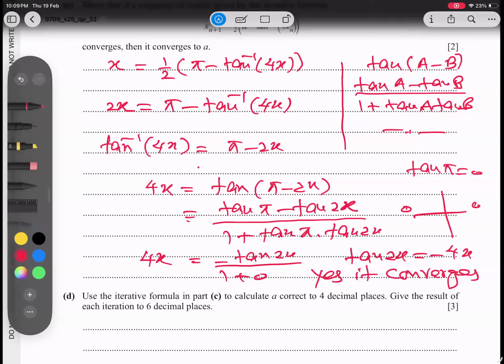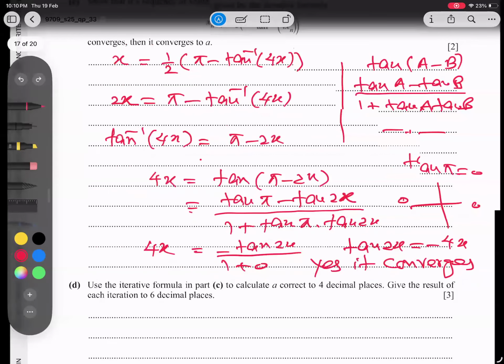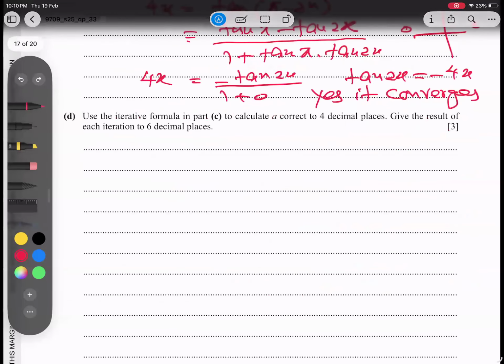That's it. So I hope the concept is very clear. You can check in the calculator, students. Tan pi is 0. Along the x-axis, tan is always 0. You can check in the calculator. Last part, he is saying to use the iterative formula and give a 4dp answer, but the final answer is 4dp, while each iteration is 6dp.